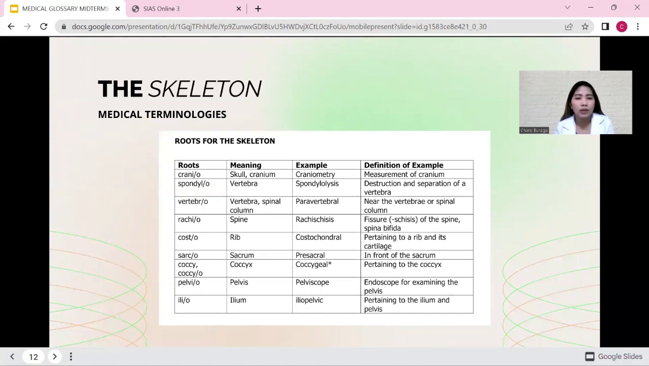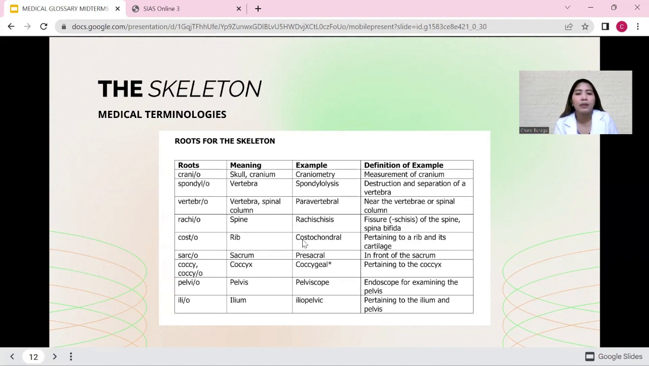We have also these medical terminologies, the skull, the cranium, craniometry, measurement of cranium. Spondylo, meaning vertebra, or the spondyloid, sinasabi nila. The spondylolysis. When you say lysis, laging lysis is the breakdown or the destruction and separation of vertebra. Vertebra, spinal column, paravertebral, near the vertebra or spinal column. Rachis or spine, or rachio, rachischisis or the fissure of the spine, spina bifida, it is a disease.